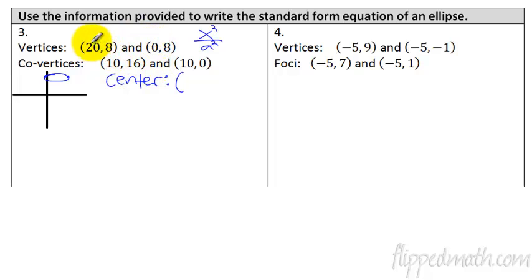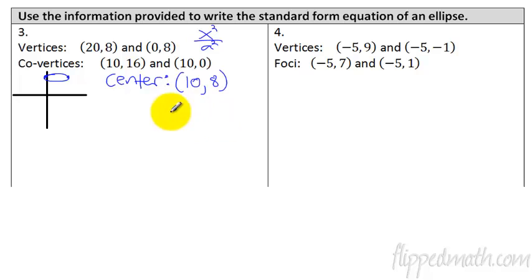The midpoint of 20 and 0 is like the average. The average of 20 and 0 is 10. And then the average of 8 and 8 is just 8. That's easy. So there's our center point. Now what? We need to figure out A. The A value will be from the center to a vertex. So the center is (10, 8). Now you could use the fancy distance formula, distance equals square root of blah, blah, blah stuff.